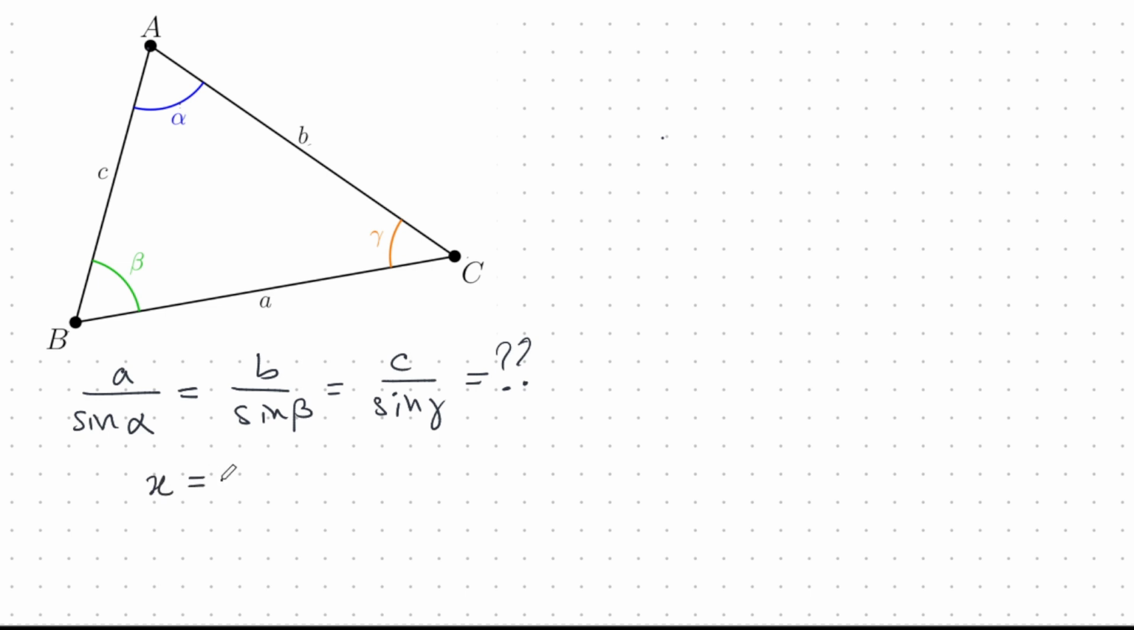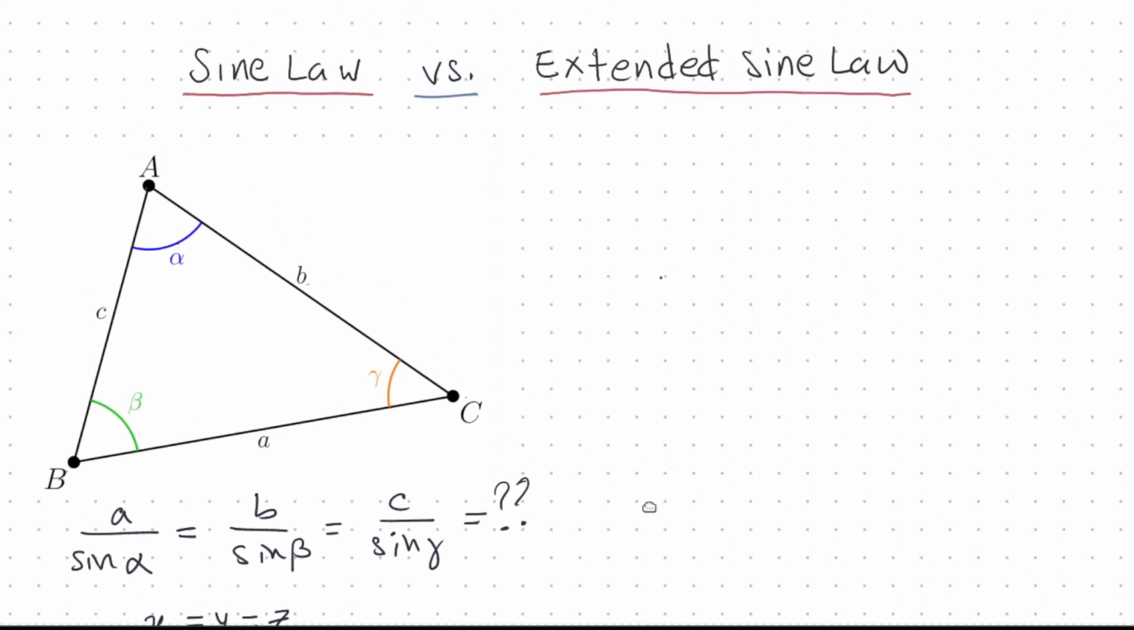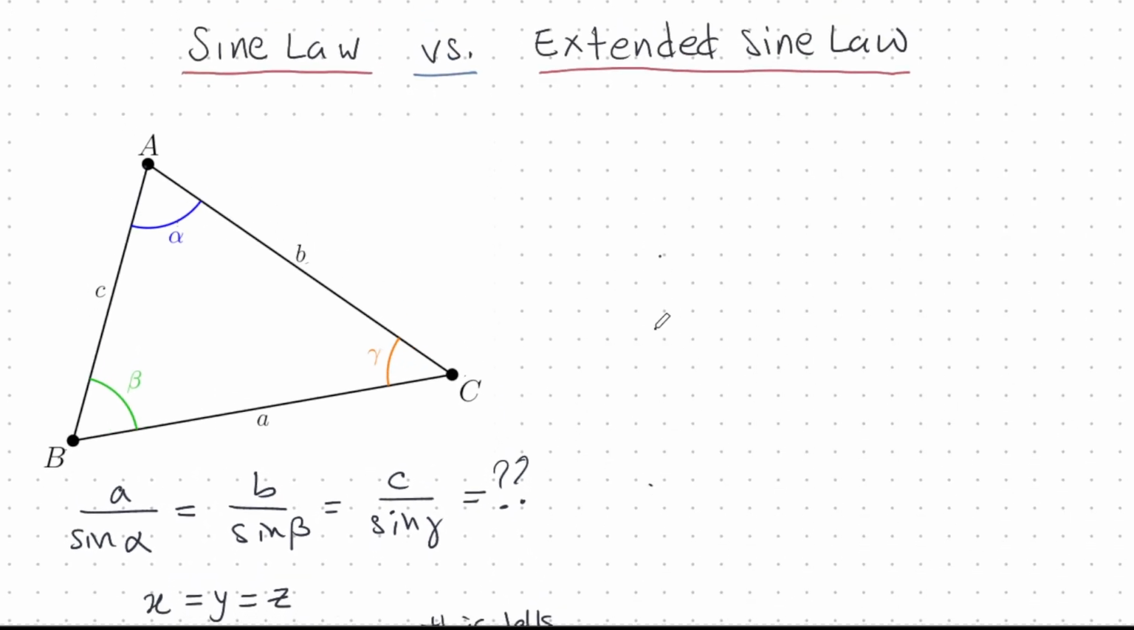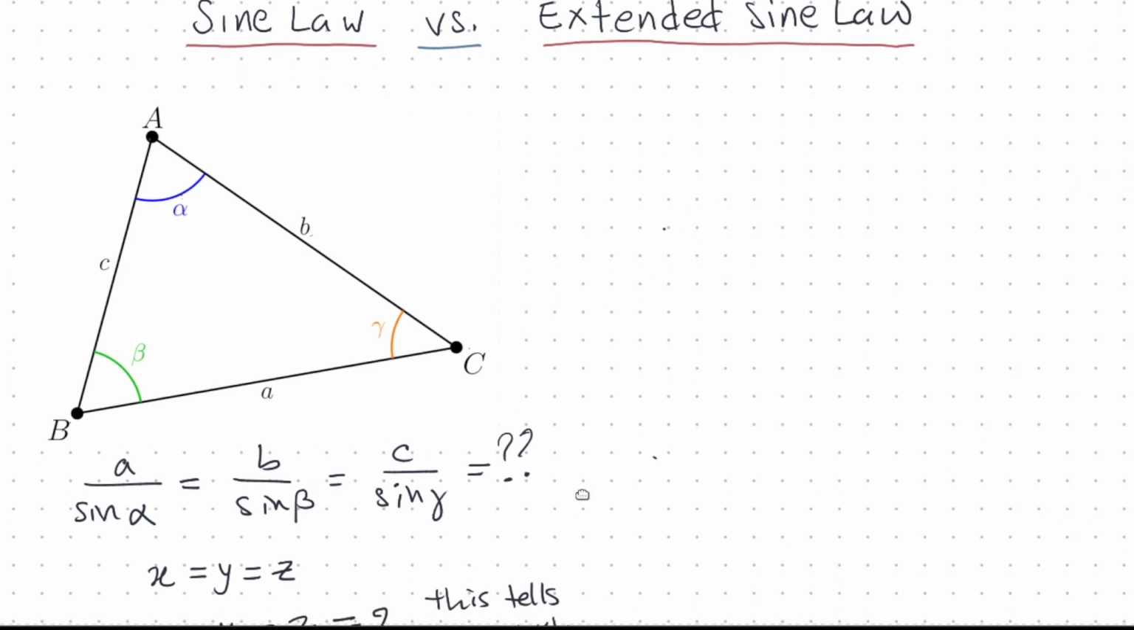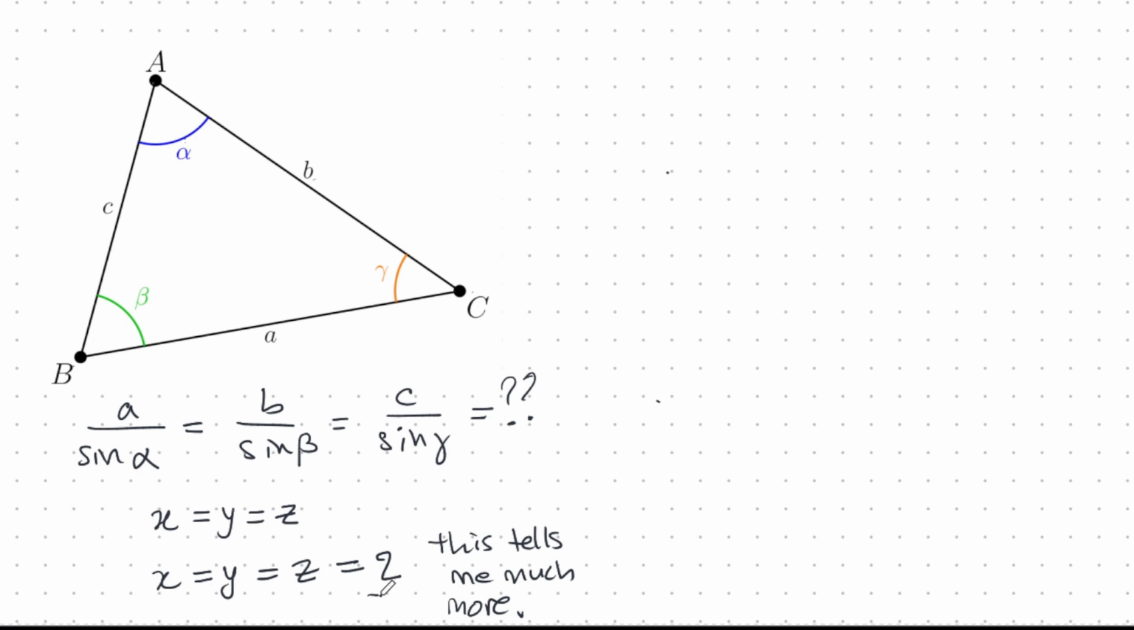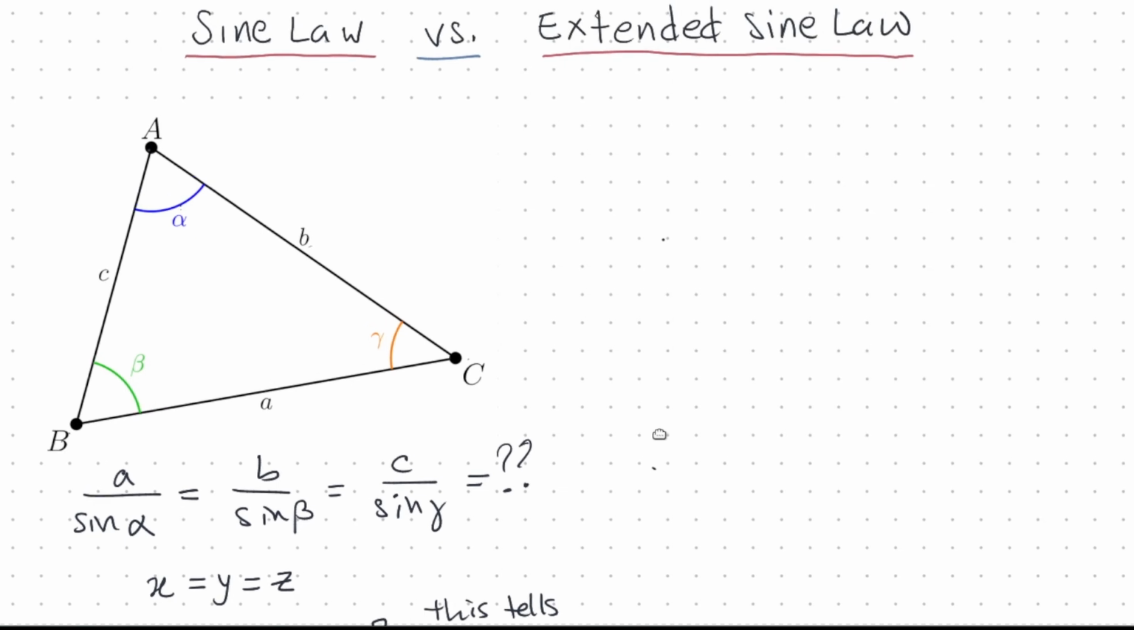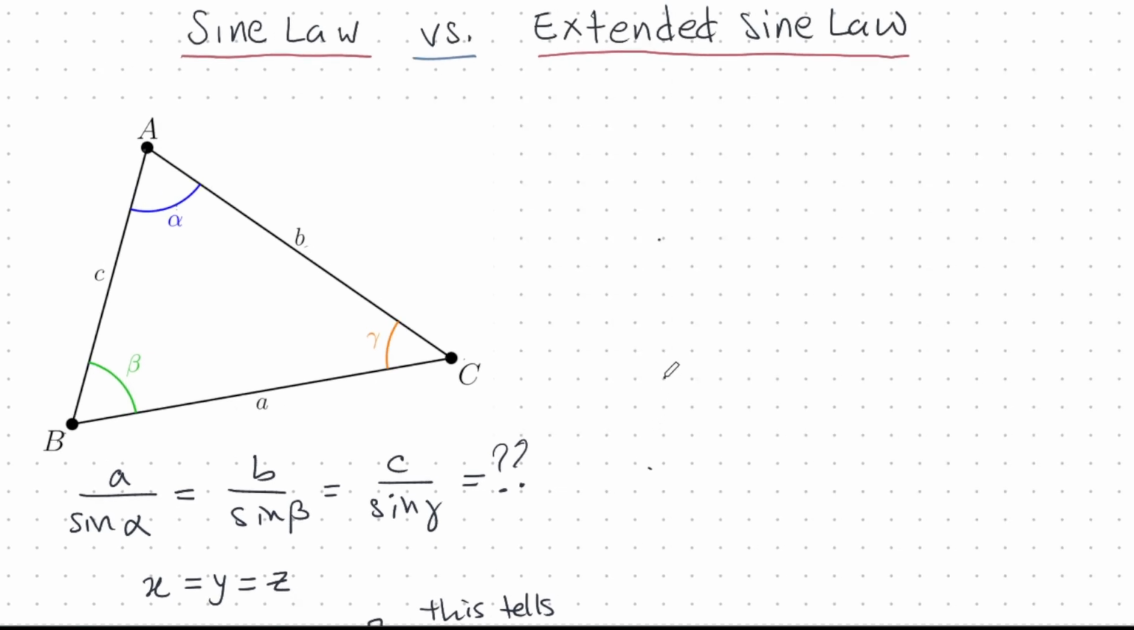Look. If I say x equals y equals z, that's all very nice. That tells me a lot. But if I say x equals y equals z equals, for example, 2, well, this tells me much more. Okay, so the extended sine law that we're going to look at in this video is actually this. I'm telling you now what these three terms are actually equal to, and that makes the sine law a lot more powerful.